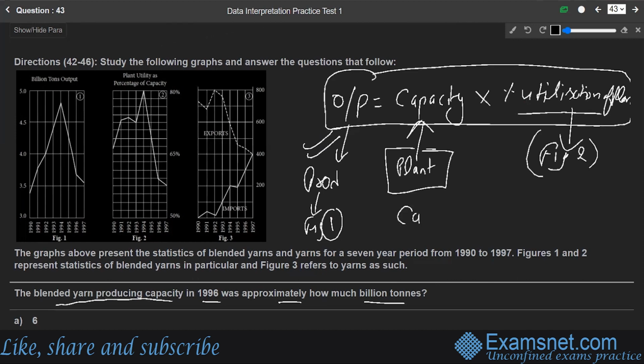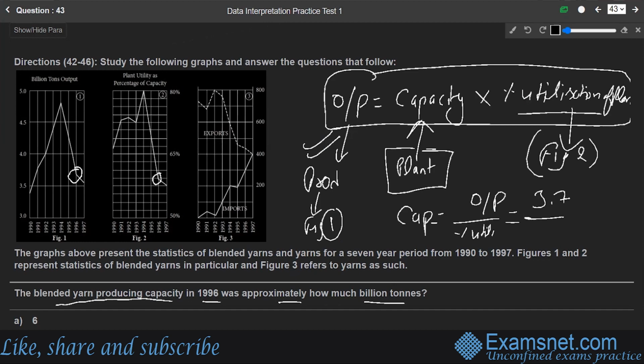So let us see the blended yarn producing capacity, that is the capacity in 96, approximately how much billion tons. For finding out capacity, capacity can be found out by output divided by percentage utilization. So output in the year 96 is, let us see figure number 1, close to 3.7, this value. So we can write it as 3.7 divided by percentage utilization in the year 1996. So percentage utilization in the year 1996 is this.